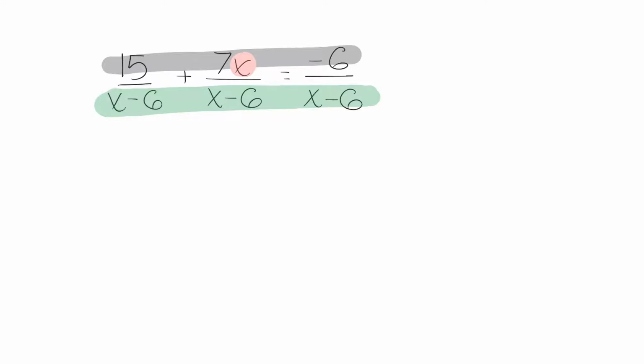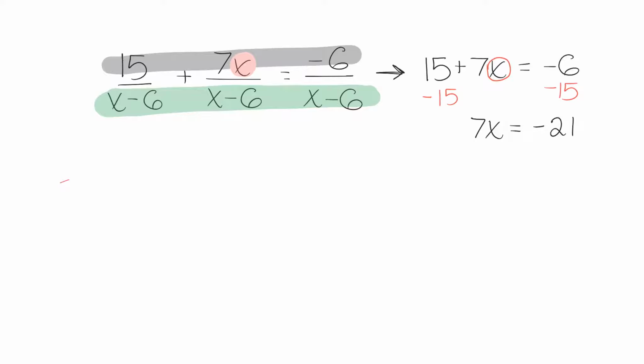Now that I have common denominators, I'm going to isolate the numerators. I'm just going to focus on my numerators, and I'm going to say 15 plus 7x equals negative 6. And now I can solve for this. So what do we know about algebra? To solve for x, our goal is to get x alone. We're going to subtract 15 from both sides. That's going to give us 7x equals negative 21. Divide by 7, and we get x equals negative 3.